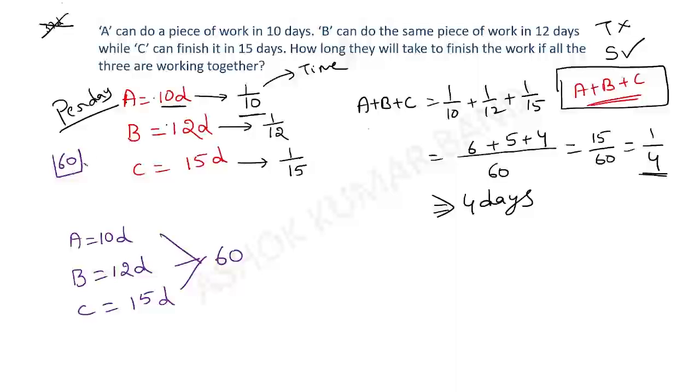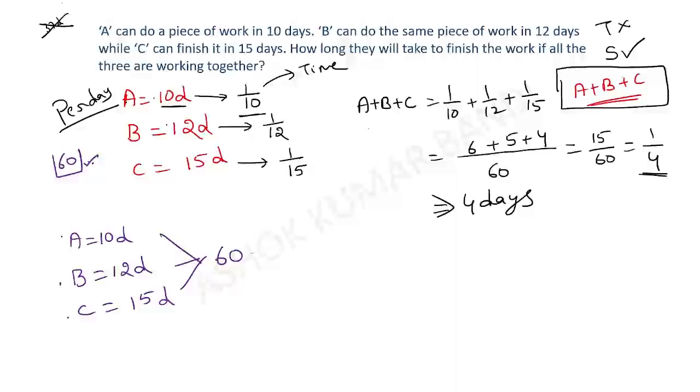If you give that 60 chocolates to A, he can eat in 10 days. If you give the 60 chocolates to B, he can eat in 12 days. If you give the 60 chocolates to C, he can eat in 15 days. Now you need to find out how long they all together will take to finish that 60 chocolates.